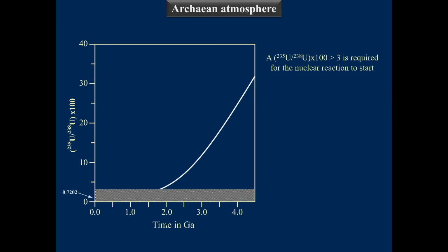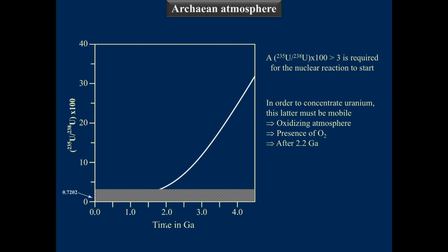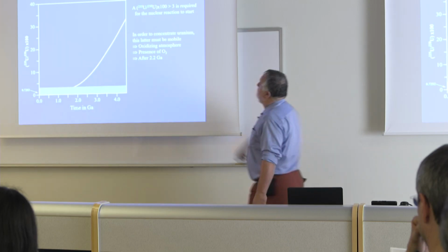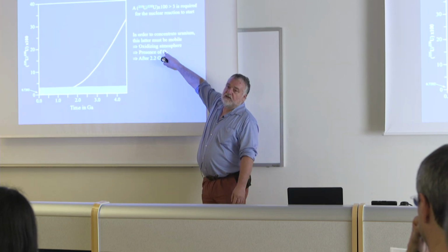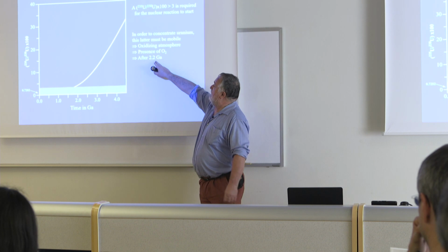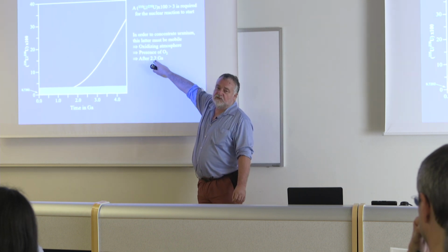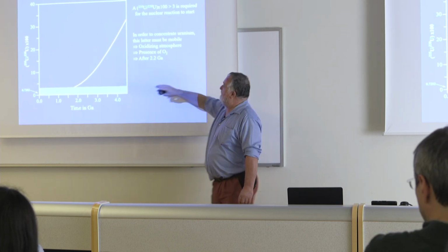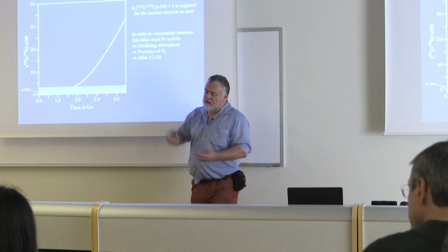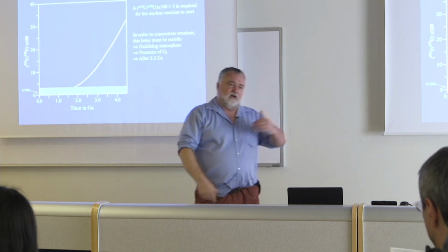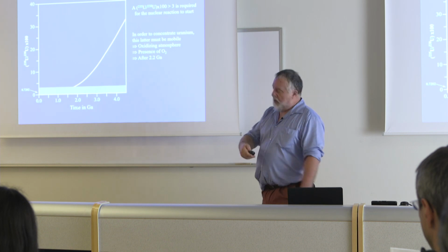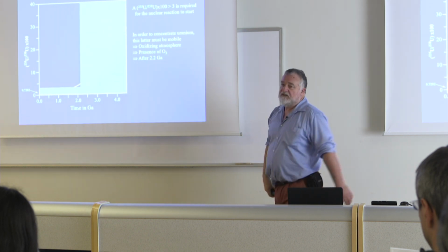We also need to have a period where it was possible to concentrate uranium. And in order to concentrate uranium, we need to have oxygen in the atmosphere. We have seen that oxygen appeared more or less at 2.2 billion years, because in order to be mobile, uranium needs to be in an oxidizing environment. So we can eliminate all this part.